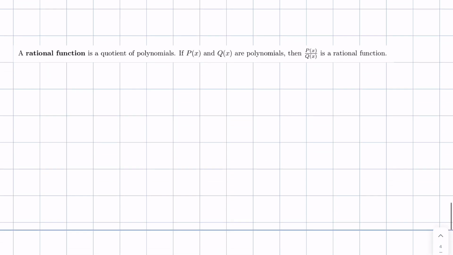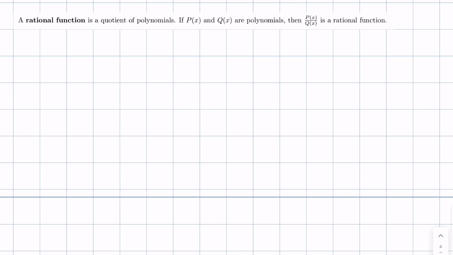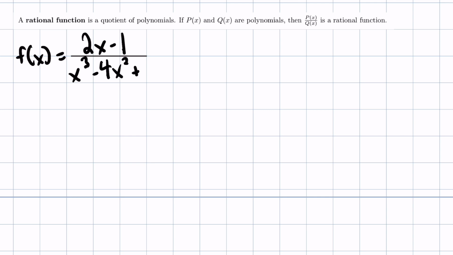And then finally, we have rational functions. These are a quotient of polynomials. Basically, we take two polynomials and we divide them. So let's say we have a linear one on top and a cubic one on bottom, right? This would be an example of a rational function.